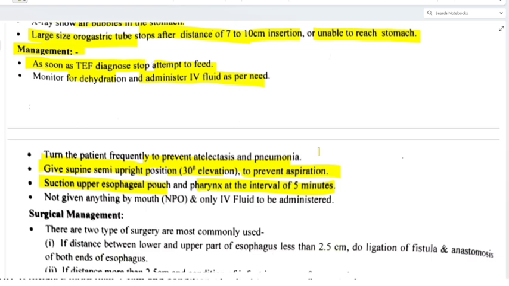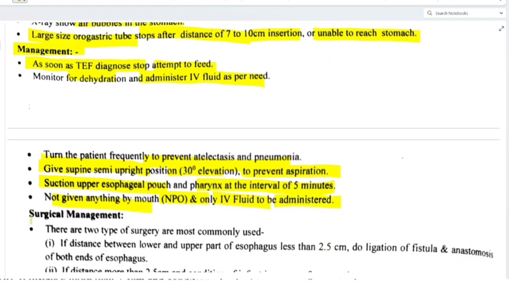But that baby cannot, because there is a blind pouch in the upper part of the GI, so that baby cannot swallow, right? So that's why we have to keep suctioning at interval of 5 minutes, then nothing is given by mouth, that will be NPO maintained, and only IV fluid to be administered.